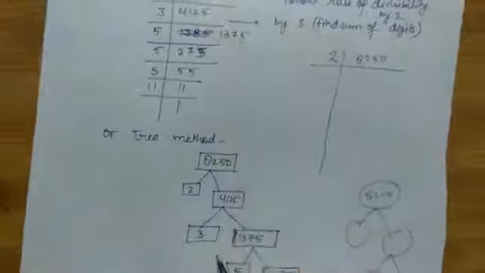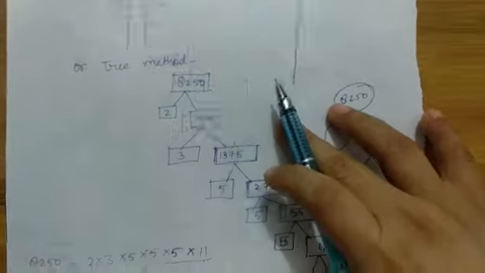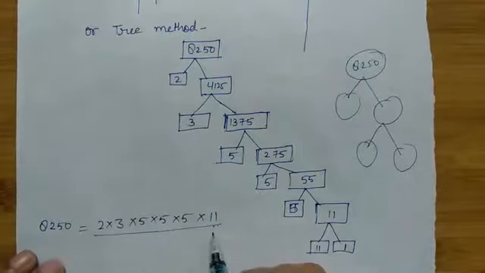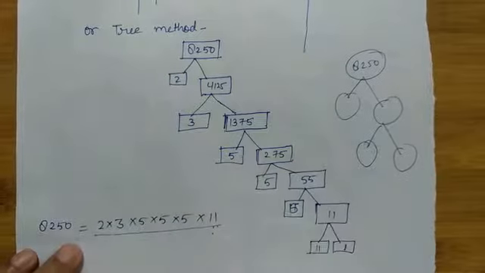This is the optional thing. Either you choose this thing or you choose the tree method to solve it. But at the last you have to write this answer in both methods. Now I am moving further.